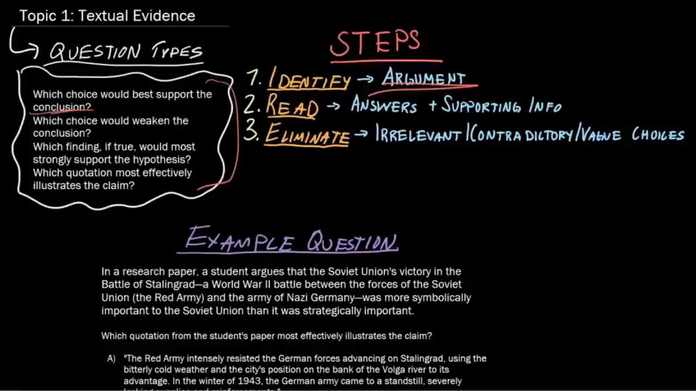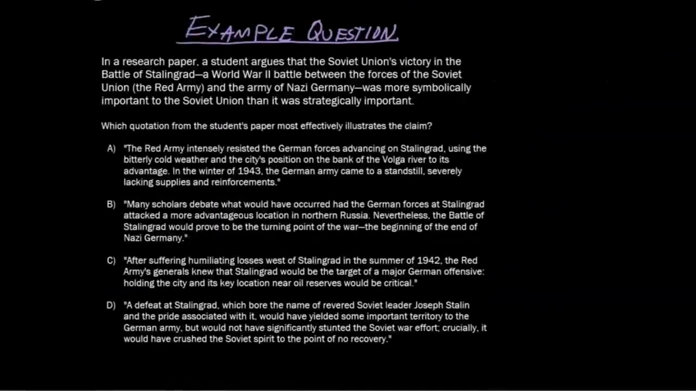What you're going to do then, you're going to read the answers, and you're going to read the supporting information. In other words, every part of the paragraph, every part of your passage that's not the argument. Then you'll eliminate choices that either go against your argument or that don't make sense with the supporting info. You might have a choice that sure argues the same thing, but it uses completely different evidence to argue that thing, and that's going to be an incorrect choice. Let's take a look at this example question.